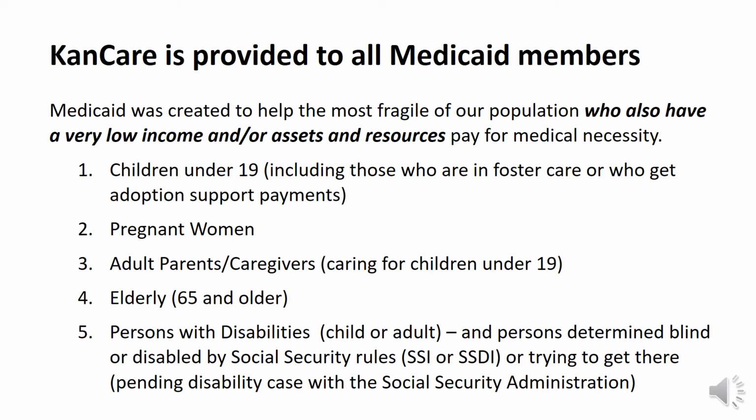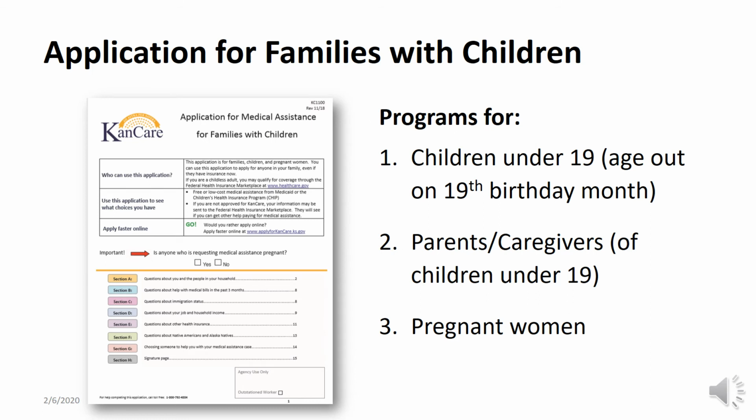The following populations may also be eligible for Medicaid, but the application they complete is a little different, and it's generally completed at the clinic upon diagnosis of their condition. Persons receiving inpatient treatment for tuberculosis, and persons screened and diagnosed with breast or cervical cancer through the Early Detection Works program. The application for families with children has the programs for children under 19. Both of those children's programs are going to age out on their 19th birthday. Parent and Caregivers program of children under 19, and pregnant women.